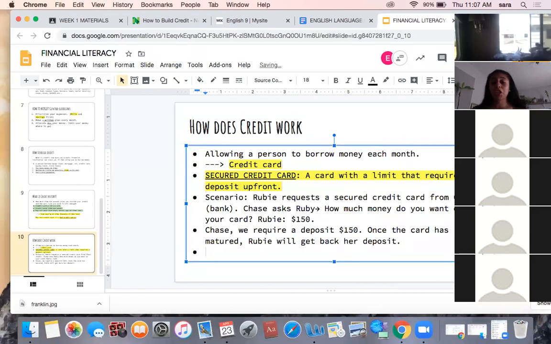And a secured credit card will decline, meaning, Ruby, what's your favorite store to shop at?